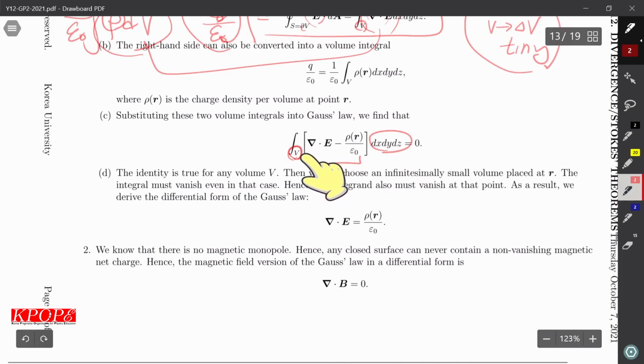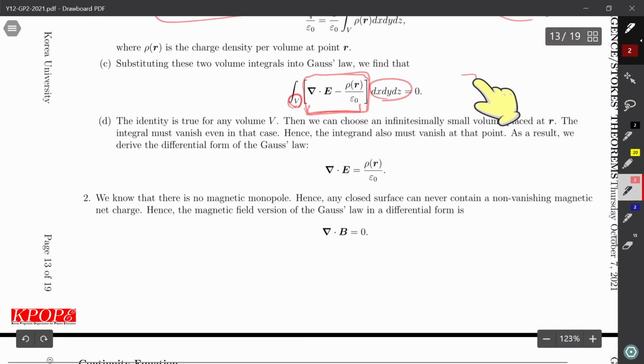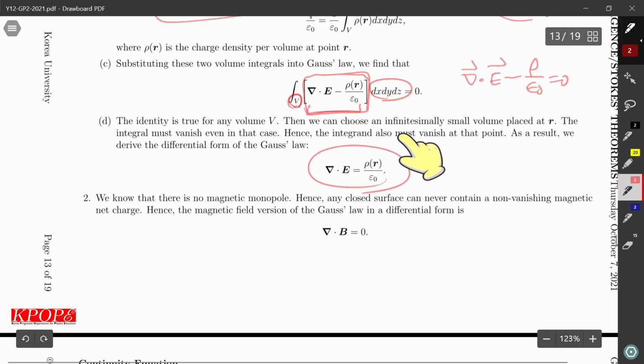If the volume is very, very small, then the integral vanishes always, but its volume is very small. There is no way but to have this integral be 0. Therefore, divergence E minus rho over epsilon 0 is 0, and this is called the differential form of the Gauss law for the electric field.